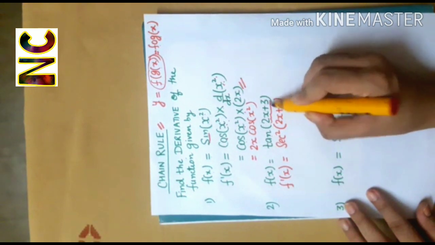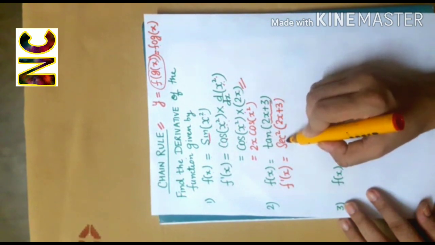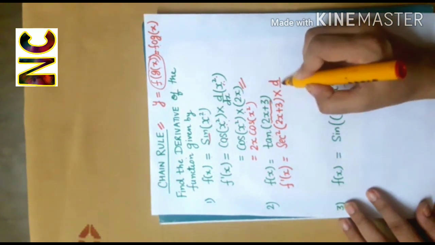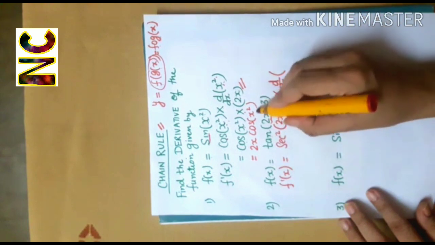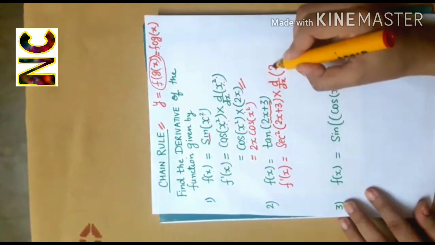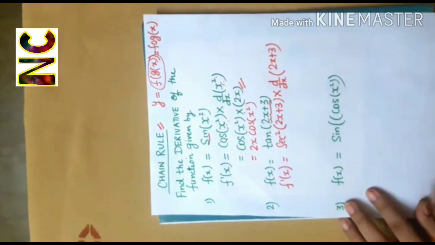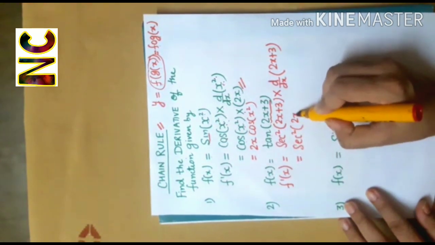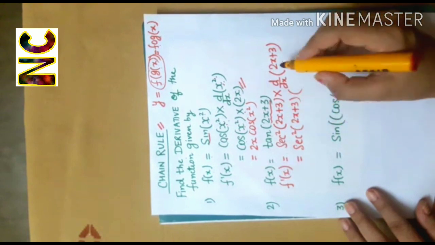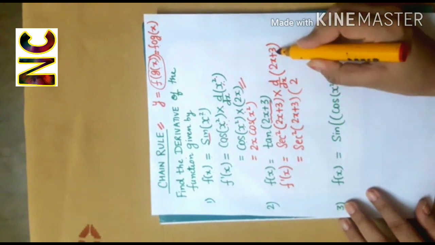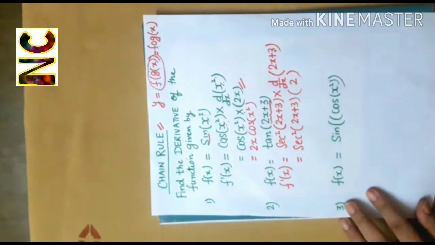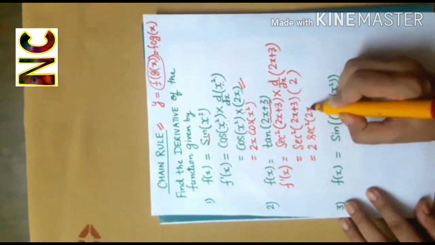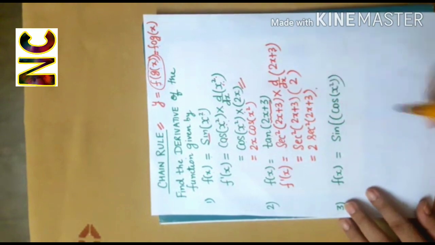The inner function is this. So I'll get secant square (2x + 3) multiplied by the derivative of the inner function, that is 2x + 3. So it will give you secant square (2x + 3). Now the derivative of 2x is 2 and the derivative of 3 is 0. So I'll get 2 times secant square (2x + 3).